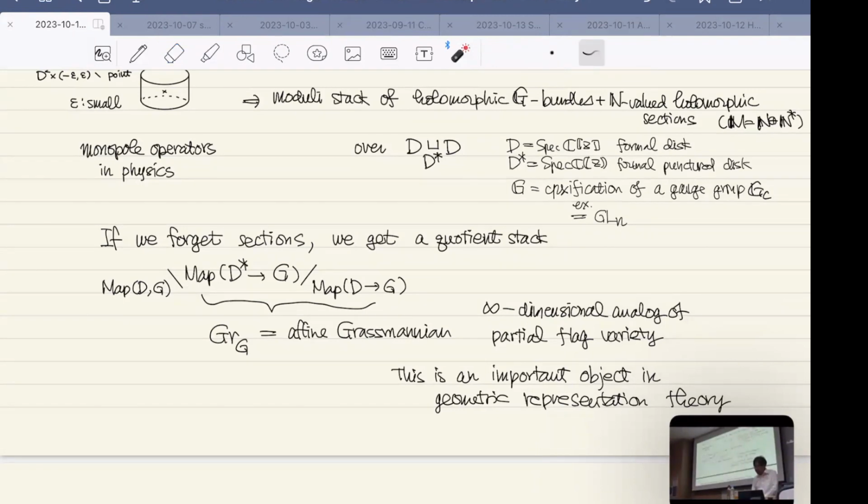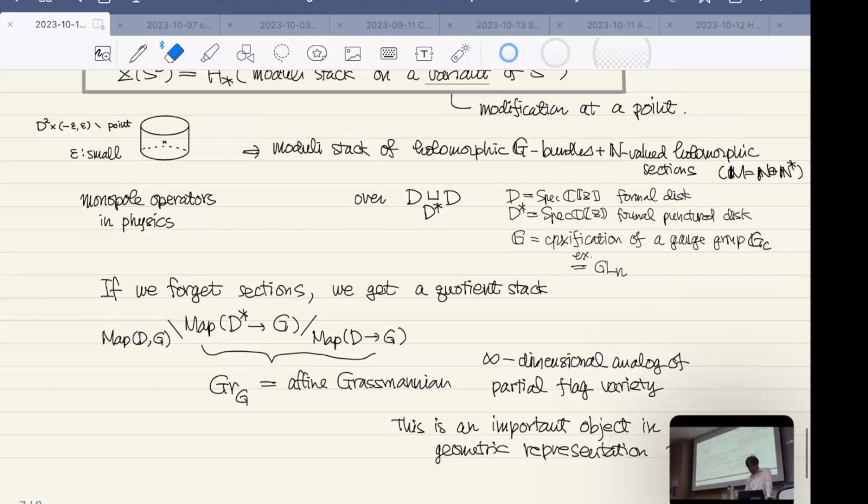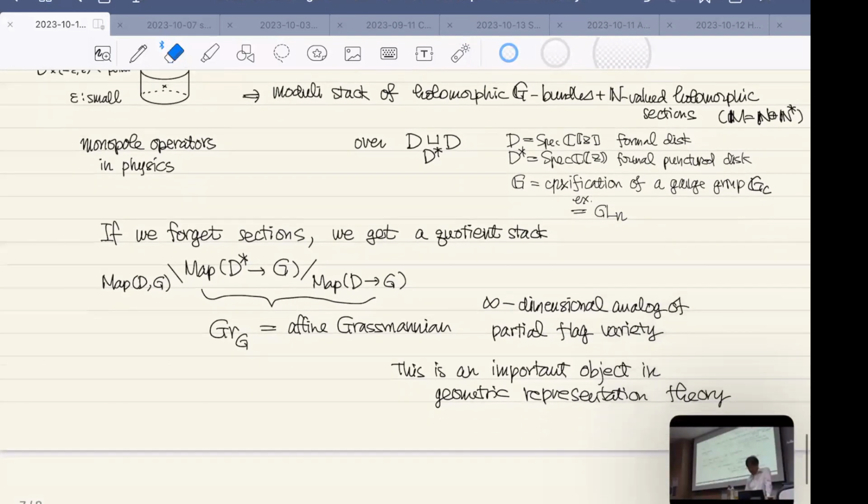Anyway, this affine Grassmannian is an infinite-dimensional analog of the partial flag variety and has been used in geometric representation theory for many years. In particular, people study the homology group of this space, and the multiplication is given by the so-called convolution product of the affine Grassmannian, which has been studied in the context of representation theory.